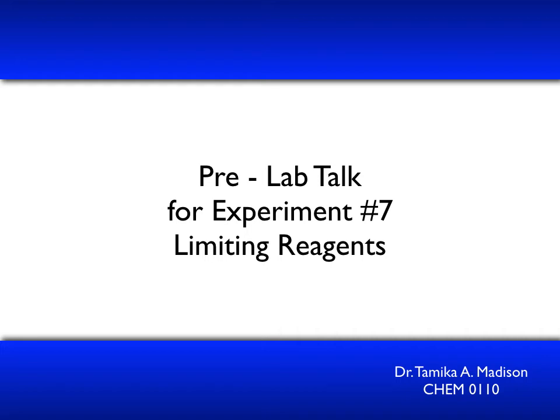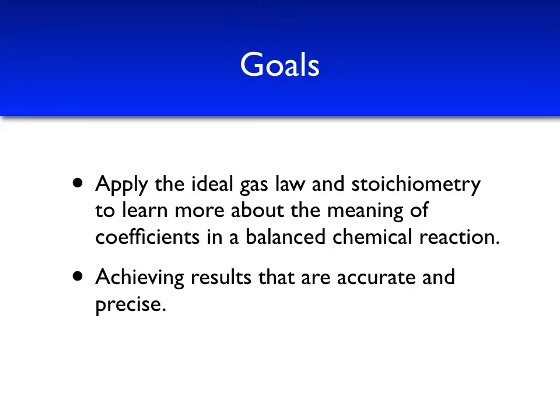This is the pre-lab talk for Chem 110's experiment number 7, limiting reagents. The goals for this experiment are to apply the ideal gas law and stoichiometry to learn about the meaning behind the coefficients that appear in a balanced chemical equation. We also wish to achieve results that are highly accurate and precise so we can answer this important question.